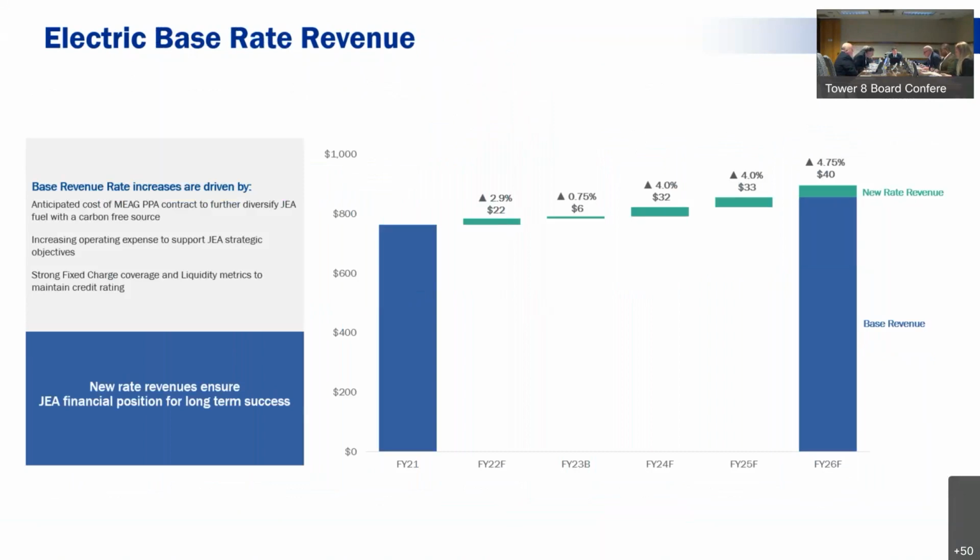Forecasted base revenue needs are driven mainly by integrating the Vogtle PPA contract into the cost structure, projected to come online in the fourth quarter of fiscal year 23. Additional revenue is also needed in order to maintain strong coverage metrics, liquidity above the minimum level prescribed in our pricing policy, and an increasing level of operating expenses.